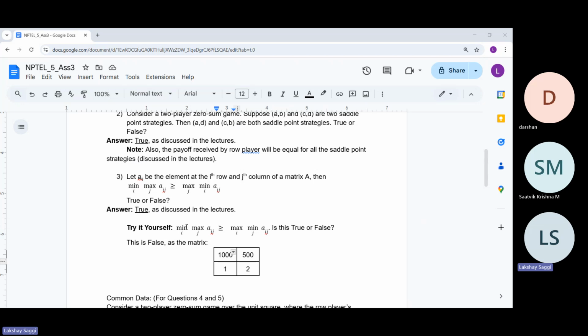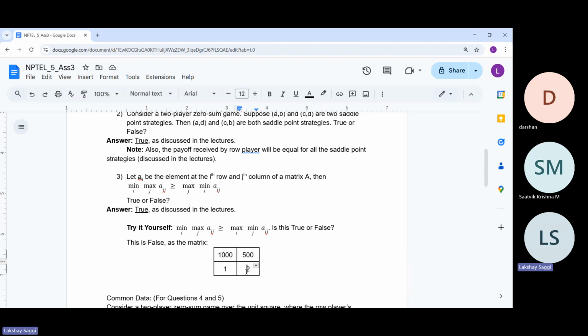Okay. So Satvik is saying that the answer is two. Good job, Satvik. So here you can see that first we have to select a row and then select the maximum out. Let's consider the first row and then the second row. In the first row we take the maximum value, it is 1000. In the second row, the maximum value is 2. So for i equals 1 the value is 1000, and for i equals 2 the value is 2. From these two rows we have to take the minimum. Between 1000 and 2, 2 is the minimum.